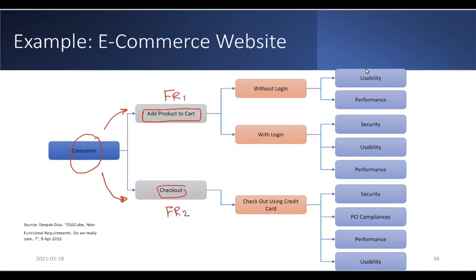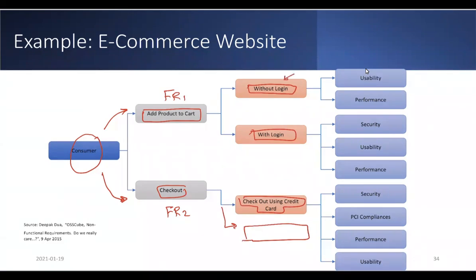We're going to break this into tasks, and then in a hierarchy we could do subtasks. So we could say we add a product to the cart without login or with login. When we would like to perform the functional requirement of checking out, we could check out using credit cards, or we could even have checkout using PayPal if we're interested in adding another task.